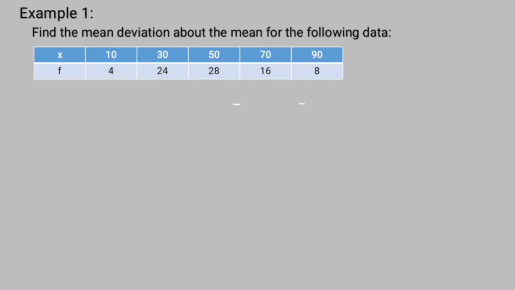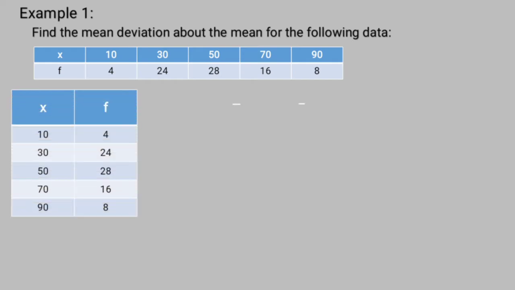Find the mean deviation about the mean for the following data. Here x values and f values are given. x are 10, 30, 50, 70, 90 and f is 4, 24, 28, 16, 8. Mean deviation about the mean is asked, so first we need to find the mean.